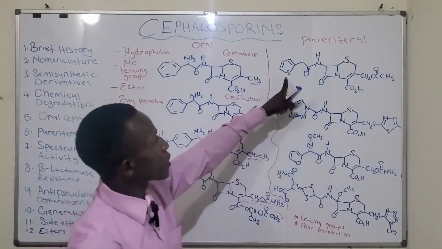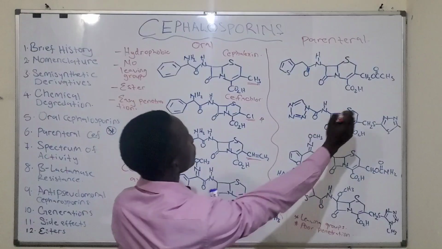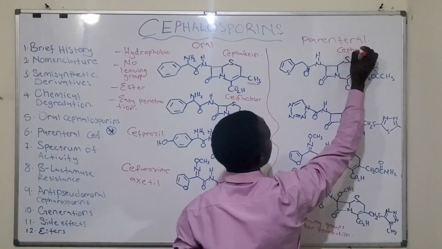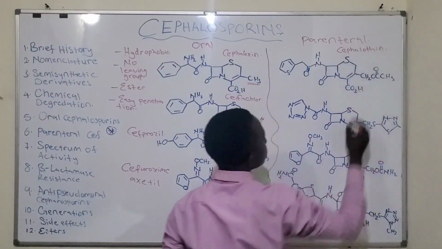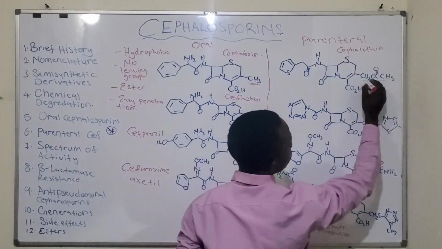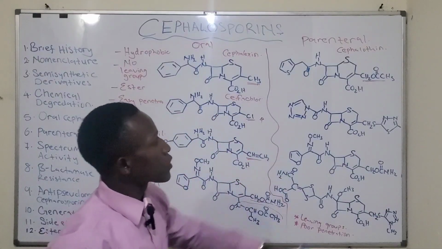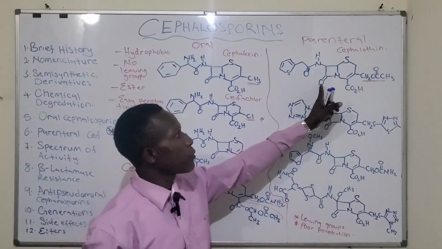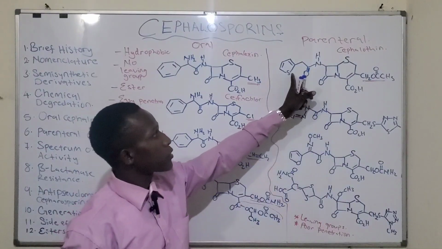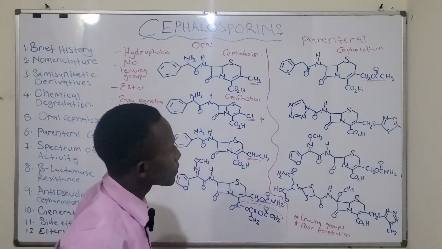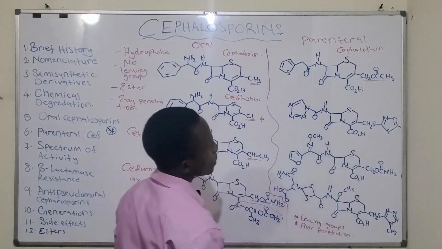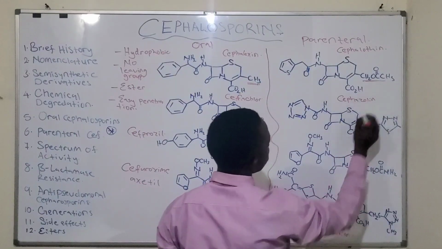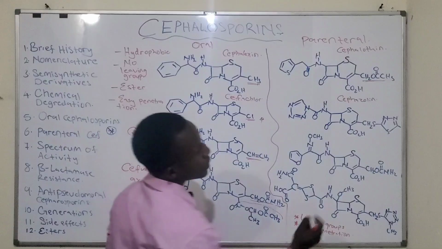For example, we have this structure. This is a cephalosporin. It has a leaving group. This group can be hydrolyzed in acid. So this one is not suitable for oral use, though it can penetrate, it will be degraded. Then this one, this is a cephalosporin that has a leaving group.